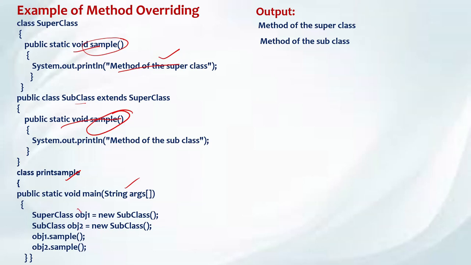The first one helps us access the superclass method, and object 2 helps us access the subclass methods. Here I am calling two sample functions: object1.sample and object2.sample. Once we execute it, see the output of the function, the method of the superclass and the subclass method.